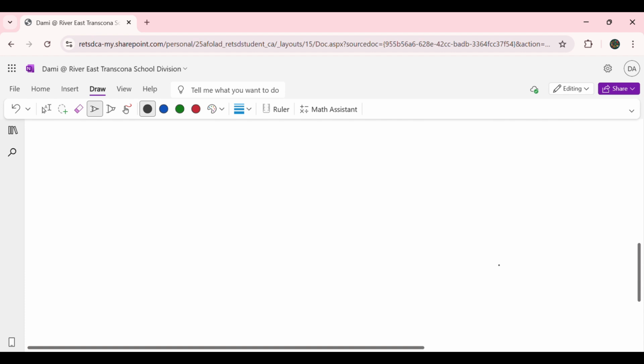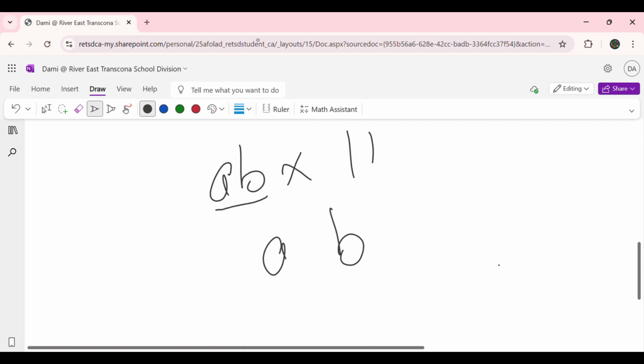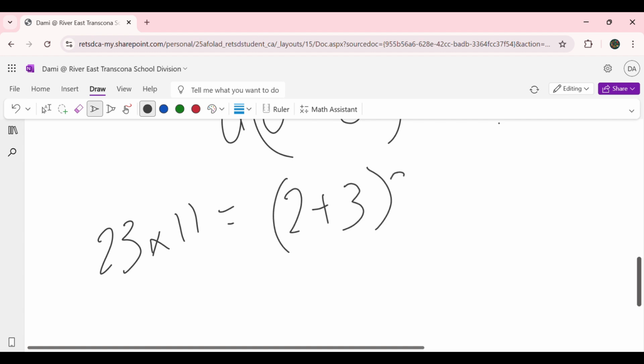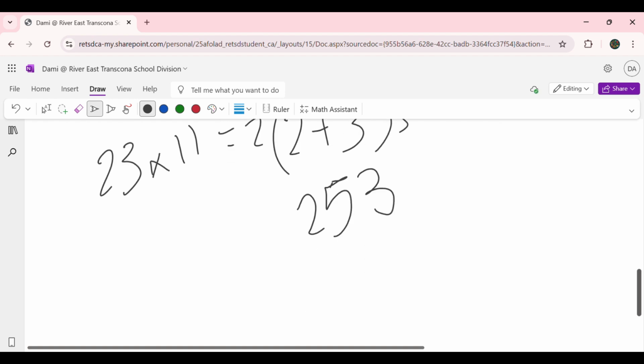Next one is multiplying 2-digit numbers, not 3 digits, not 4 digits, just 2 digits by 11. So let's say we have AB times 11. You're going to split the two digits, A and B, add up A and B, and put whatever you get, A plus B, in the middle of A and B. So for example, 23 times 11. You add up 2 and 3, and you put the 5 in the middle of 2 and 3. The answer is 253.